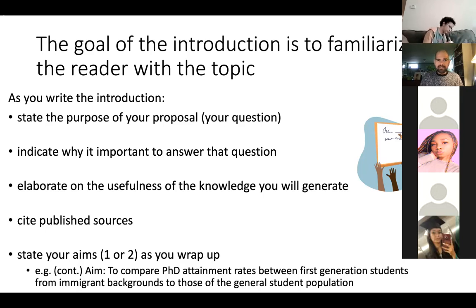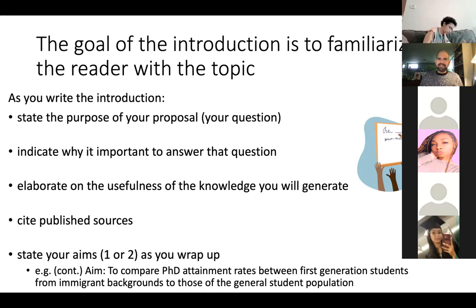All right, as you write the introduction, make sure that you state the purpose of the proposal. You want to say what your question is. You want to say why it is important to learn what you are working on. And you want to say why it's going to be useful to know that. All right. Through the process, you're going to cite published resources.